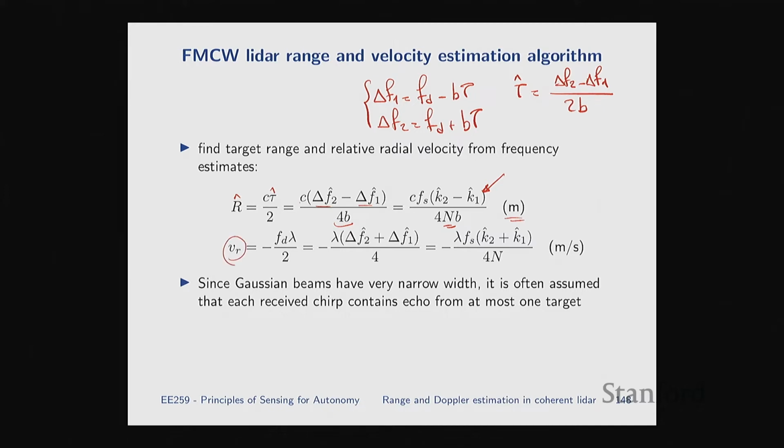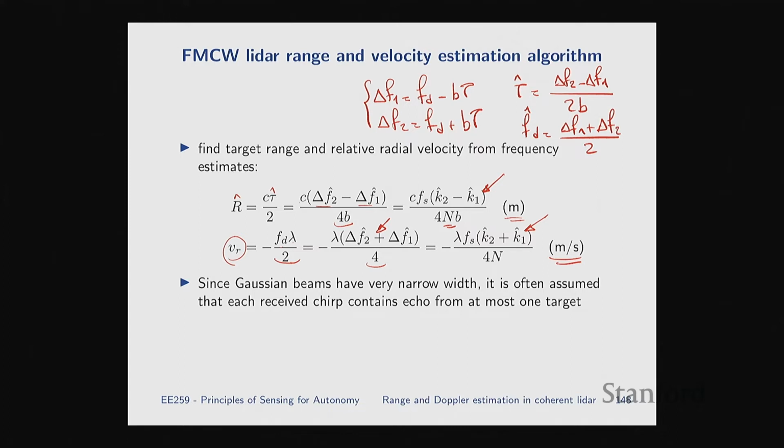And just like that, you can find your relative radial velocity, which, as we know, is minus the Doppler shift times lambda over 2. And then what is the Doppler shift? Fd, or f hat d, is equal to delta f1, or delta f hat 1 plus delta f2, divided by 2. So plug that into here. You get lambda times delta f1 plus delta f2 over 4. Or again, if you like, you can write it in terms of the indices of the two peaks in the two FFTs. And that's your velocity in meters per second.